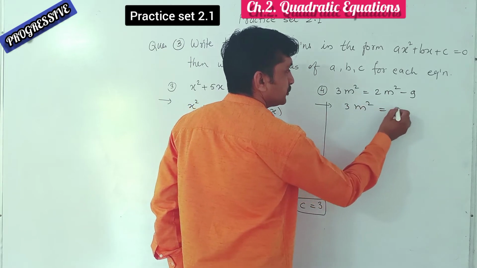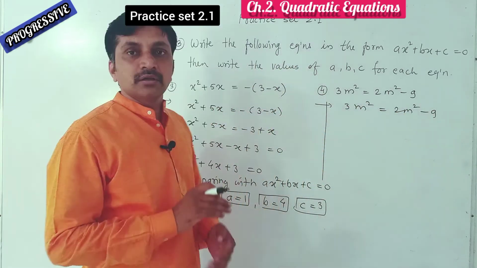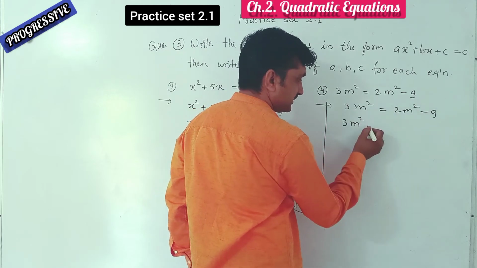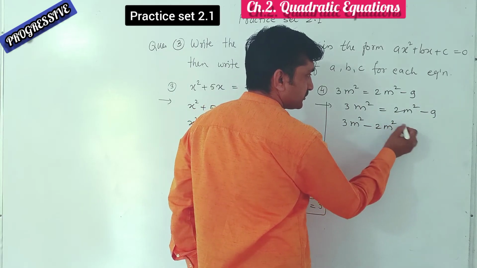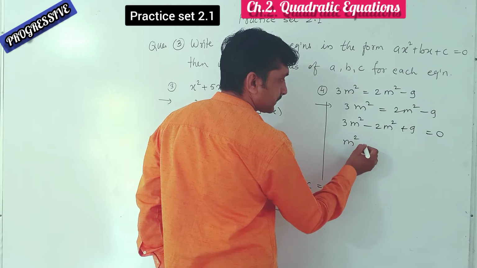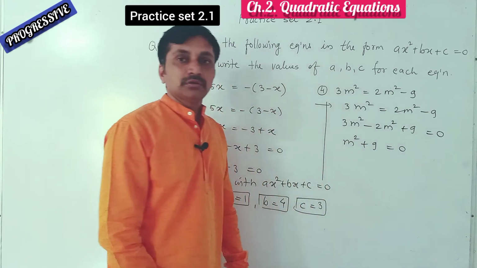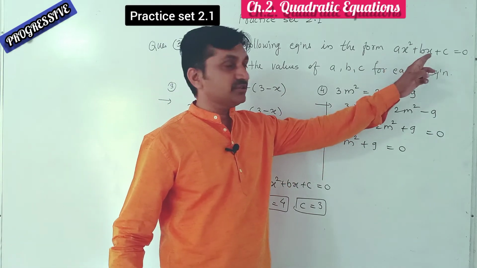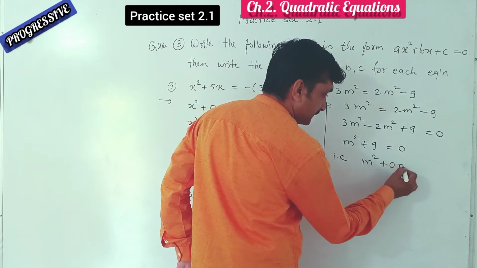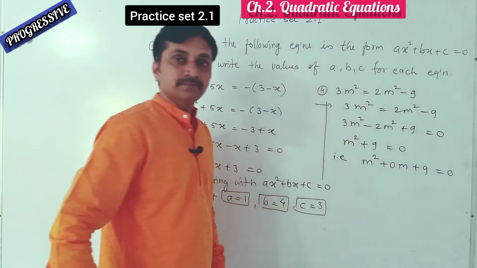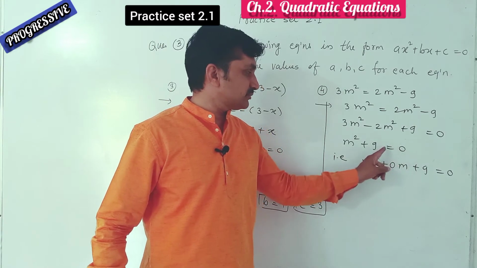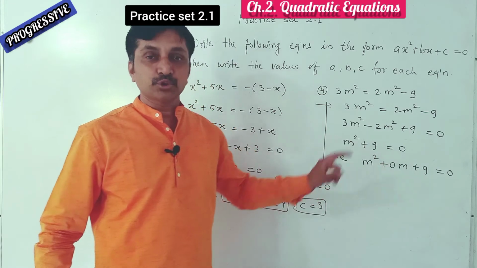3m square is equal to 2m square minus 9. Now here is m square, here is also m square. 3m square, bring these terms here on the left, minus 2m square plus 9 is equal to 0. Now 3m square minus 2m square is m square, plus 9 is equal to 0. But is it in standard form? For standard form we want three terms. Therefore write this as m square, and the middle term is missing here, so I write 0m plus 9 is equal to 0. See, this is standard form: m square plus 0m plus 9. If any term is missing except the square term, then you can write 0 there.